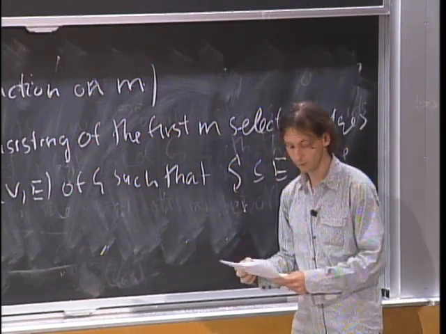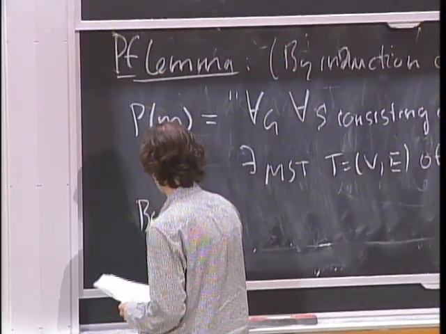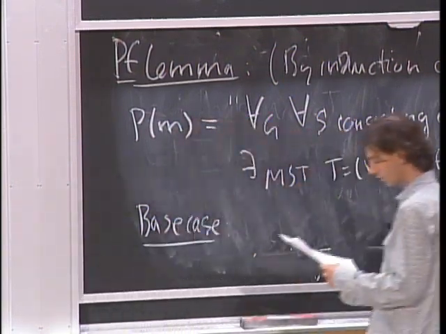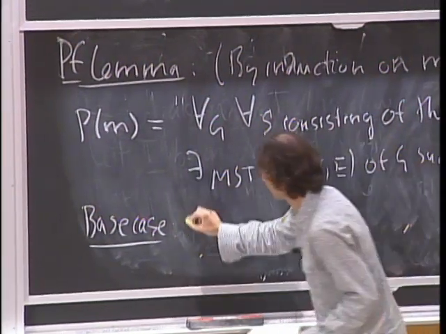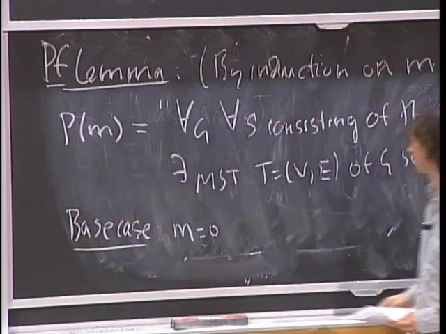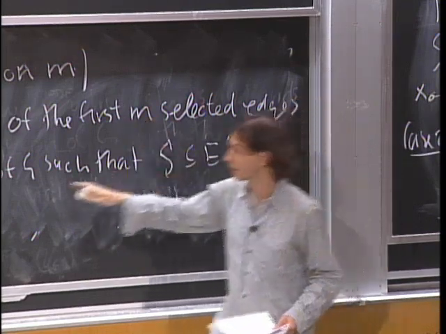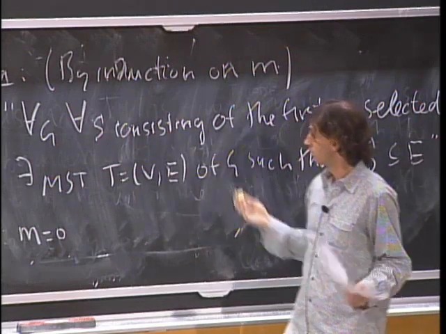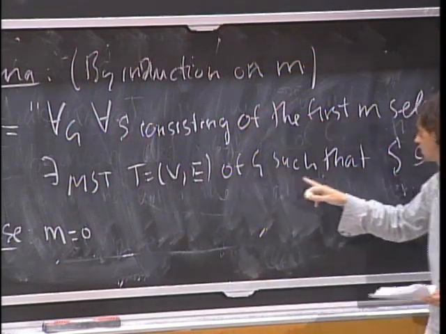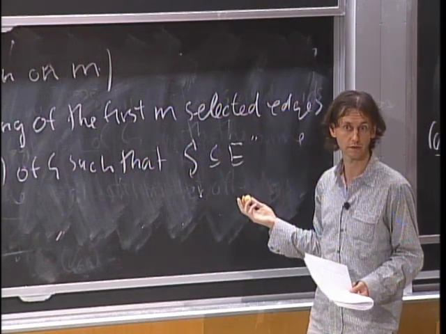And as always, we start with the base case. And the base case is going to be pretty straightforward in this particular case, at least. Well, we have to do a little bit of work for it. So let's see how that works. So the base case is m equals 0. So let's reread this statement where m is equal to 0. Well, if we have 0 selected edges, then S is the empty set. So I have to prove that for all G, there exists a minimum spanning tree such that the empty set is a subset of E. Well, the empty set is always a subset of E, right?